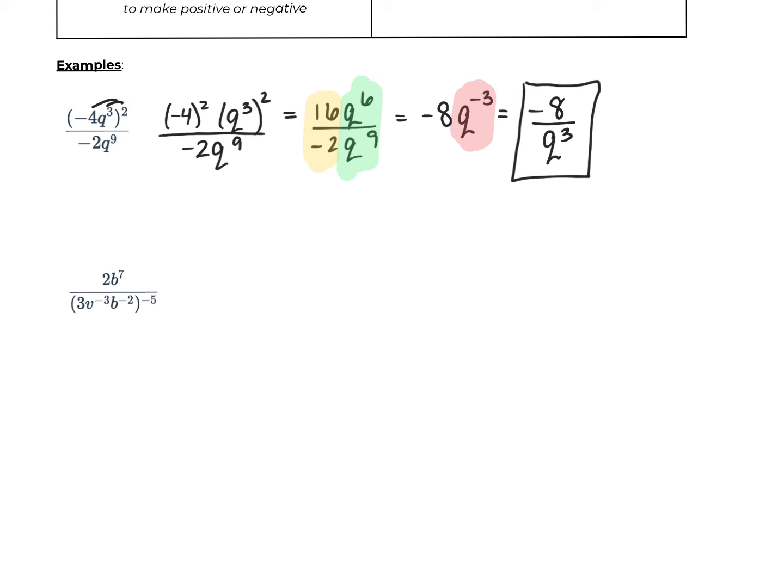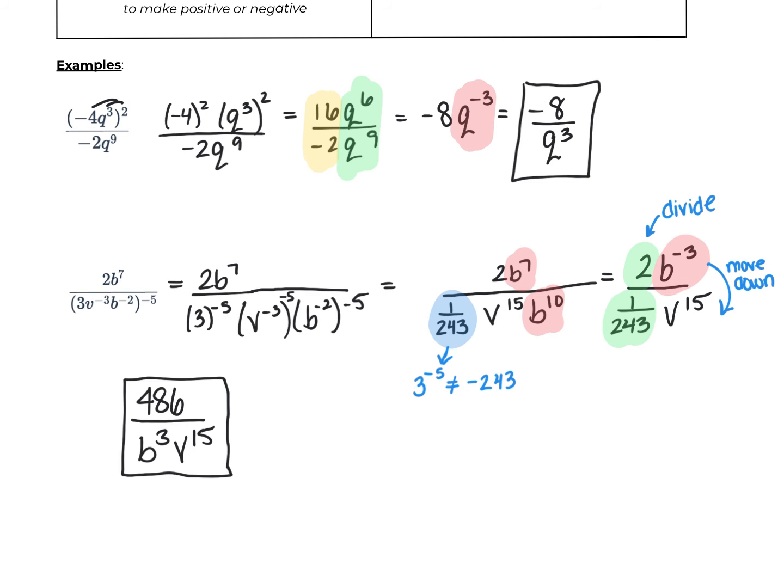Why don't you guys try the second example here and then hit resume when you're ready for the answer. All right, this is what I got. Just a couple things to keep in mind. 1 over 243 is not the same thing as negative 243.